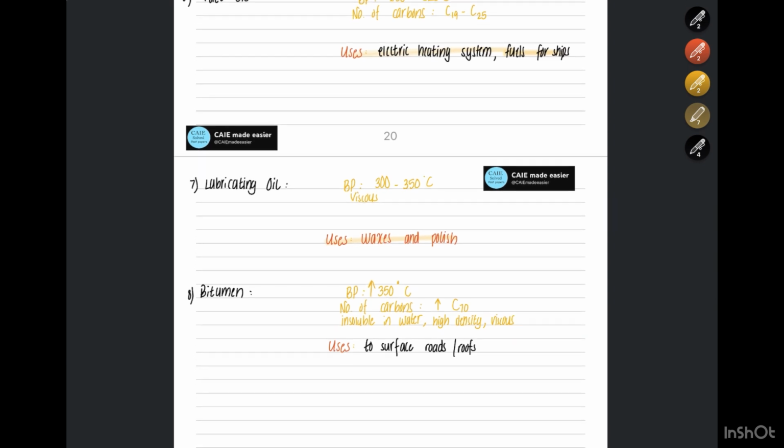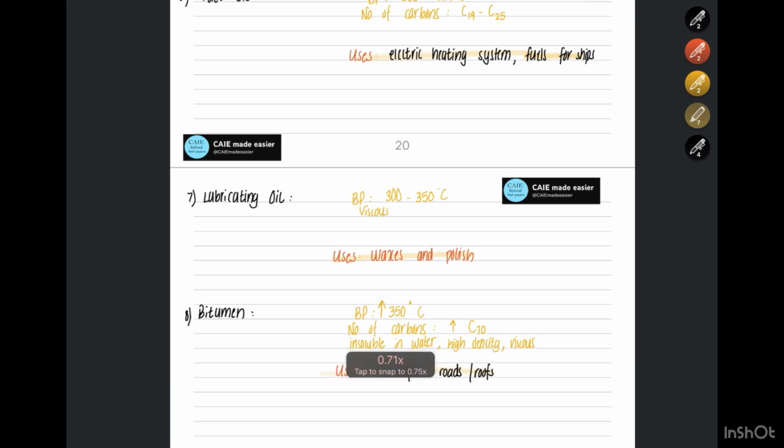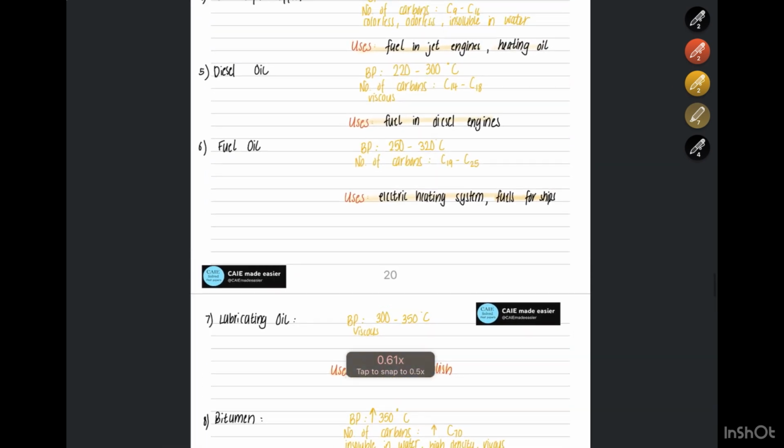Finally, we have bitumen. This has the highest boiling point. It has the most carbon atoms, more than 70. It's insoluble in water, high density, and viscous. So this is used to surface roads or roofs. So these are the uses of the fractions obtained from petroleum.